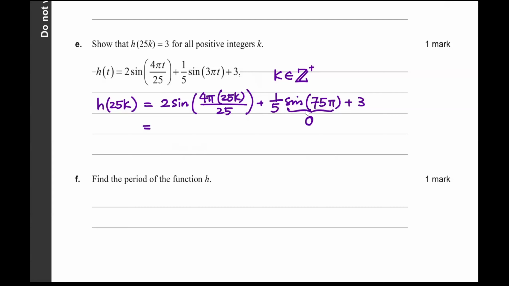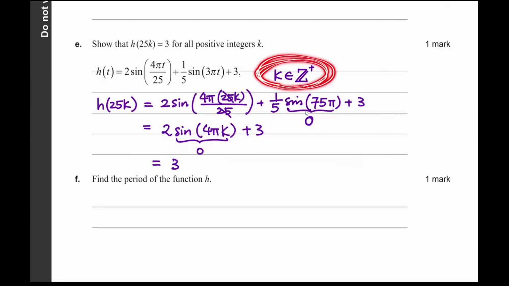And then you get 2 sine of 4 pi K plus 3, and that is also 0. So it's a 3. Show it. But just be mindful, you better argue from all possible values of K rather than just taking a specific value. You can't just say K is 1, so it's 4 pi, sine 4 pi is 0.